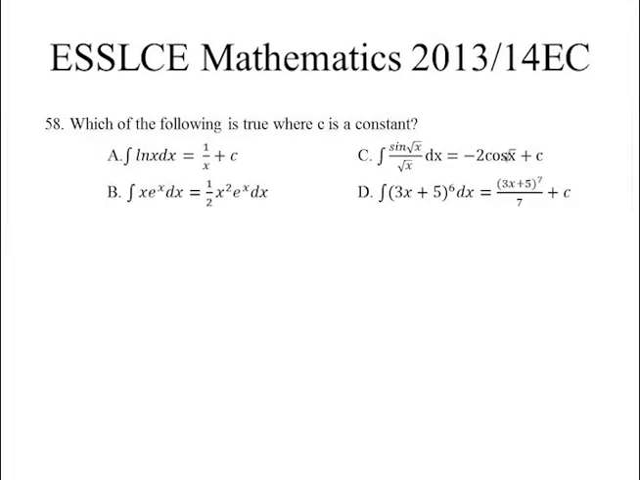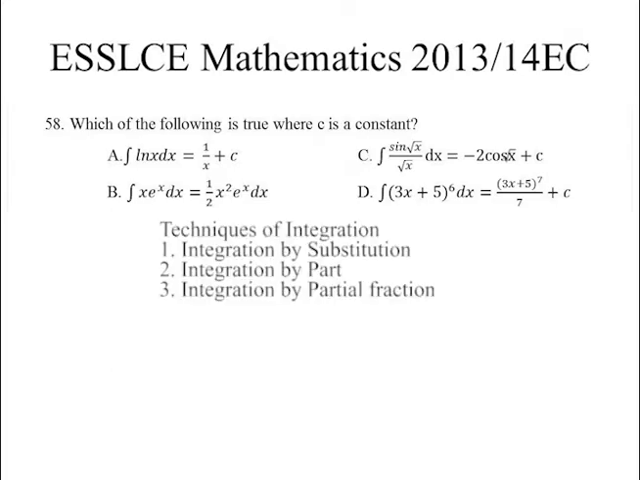Question number 58. Which of the following is true where c is a constant? A. Integral of ln x dx is equal to 1 over x plus c. We have three techniques of integration. That's integration by substitution, integration by parts, and integration by partial fractions. The choice of which technique to be used is dependent on your critical thinking. For the expression integral of ln x dx, integration by parts is recommended.